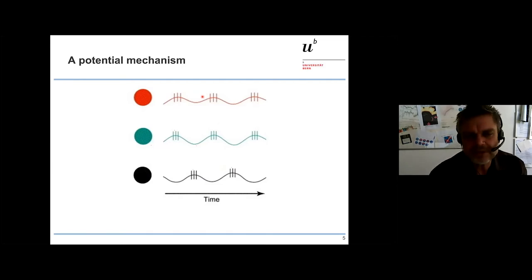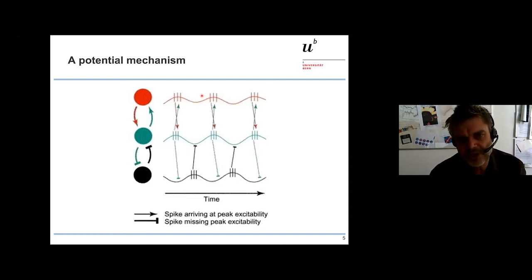And what that results in, and this is the idea of Pascal Fries, is that like this, we have gating mechanisms, okay? When these slow oscillations of excitability are in sync, when they have the same phase, this allows for an efficient exchange of information, for mutual excitability between these two nodes. Whenever this node here is excitable and is excited, it's very likely that it will also excite this node here, and the other way around.